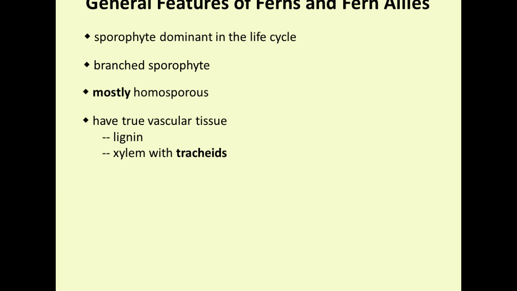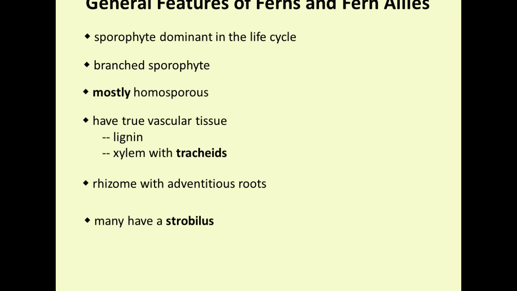And then they have true vascular tissue with lignin, and they have tracheids in their xylem. And they have a rhizome. Remember how we talked about plant organ modifications and rhizomes? They were kind of a lateral stem that grew underground, and they could produce new plantlets off of them. Do you guys remember that? So kind of a similar thing. It has adventitious roots, and that means that they can get pretty much everywhere, and you can get more ferns from them. And many have what's known as a strobilus.